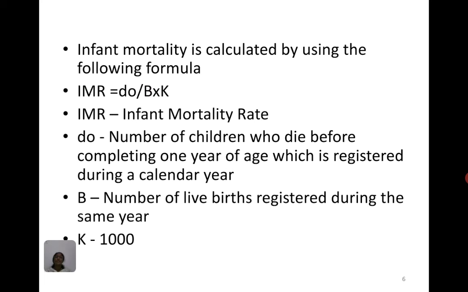Infant mortality is calculated by using the following formula. IMR is equal to DO by B into K. IMR means infant mortality rate. DO refers to the number of children who die before completing 1 year of age, which is registered during a calendar year. B refers to the number of births registered during the same year, and K is 1,000.